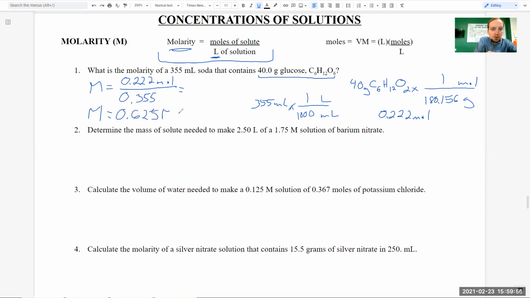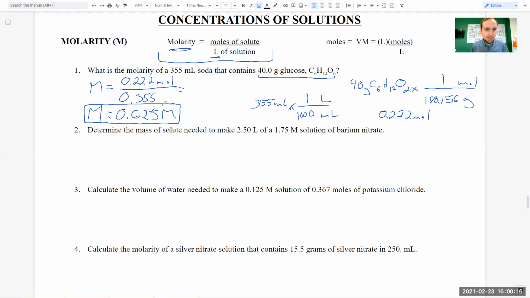is 0.625 molar. So it's called molarity, but when I say the answer, it would be 0.625 molar. We don't say 0.625 molarity. That just sounds kind of funny. Molarity is the calculation. Molarity is a concentration, but the answer is molar.